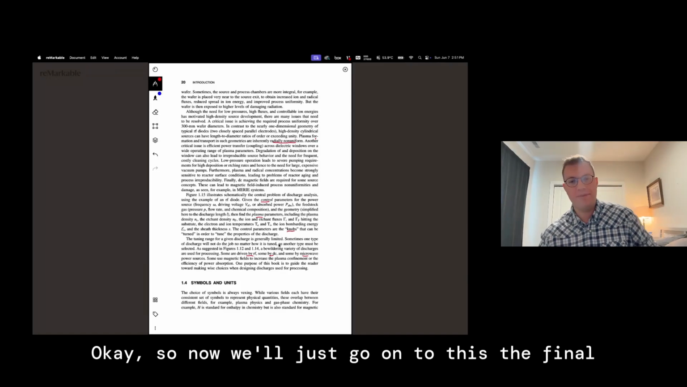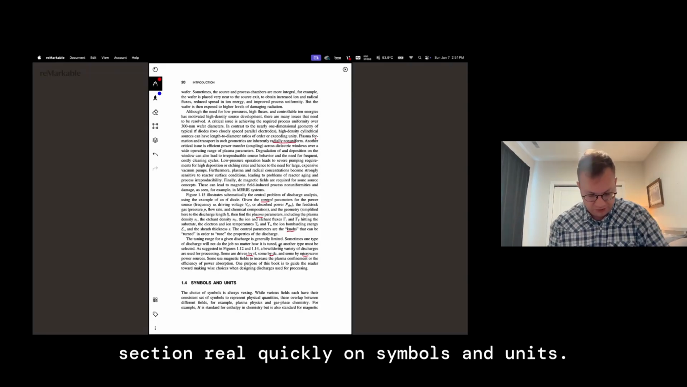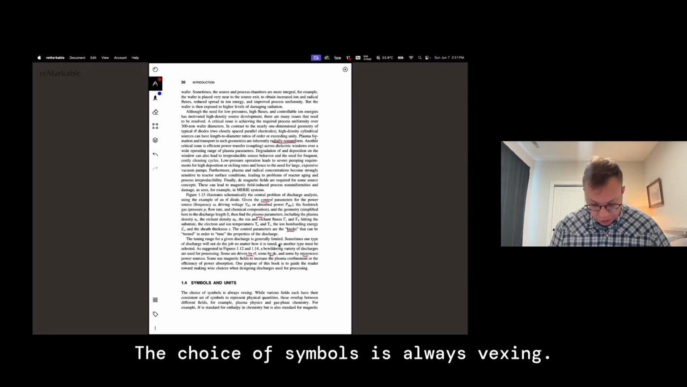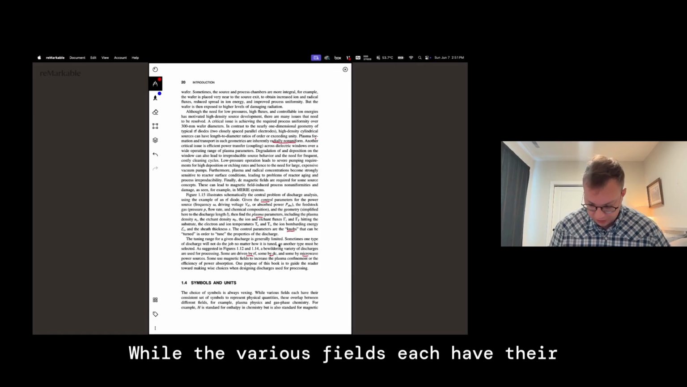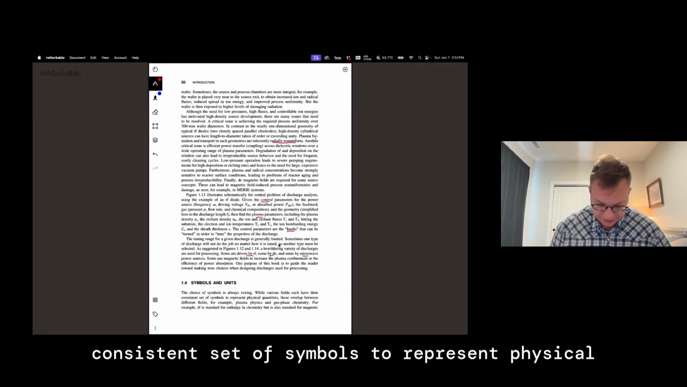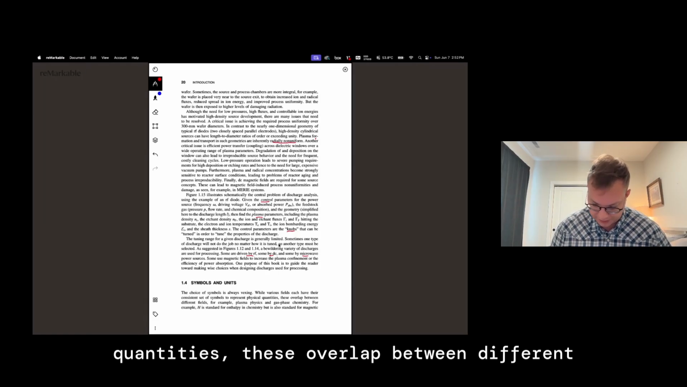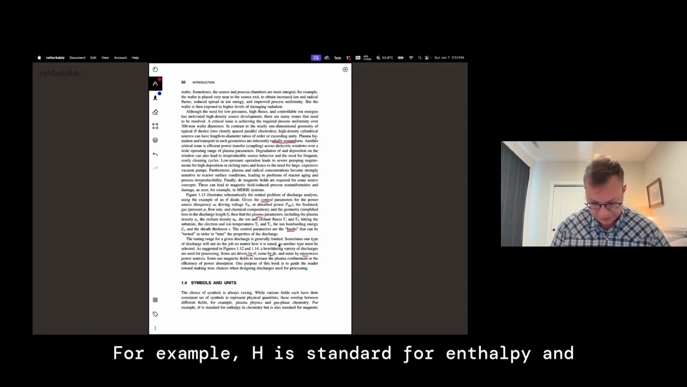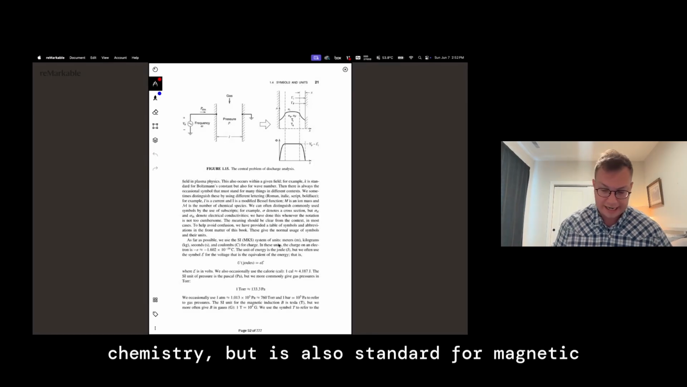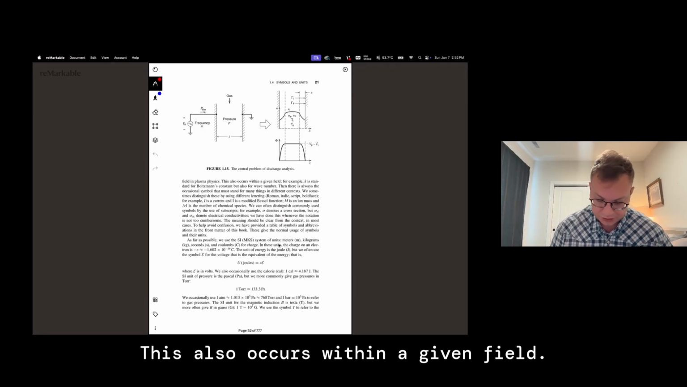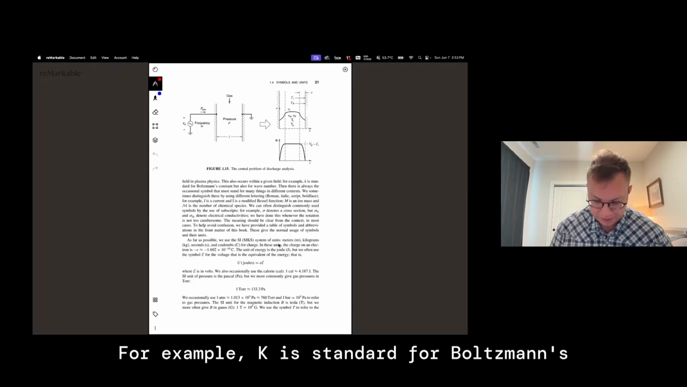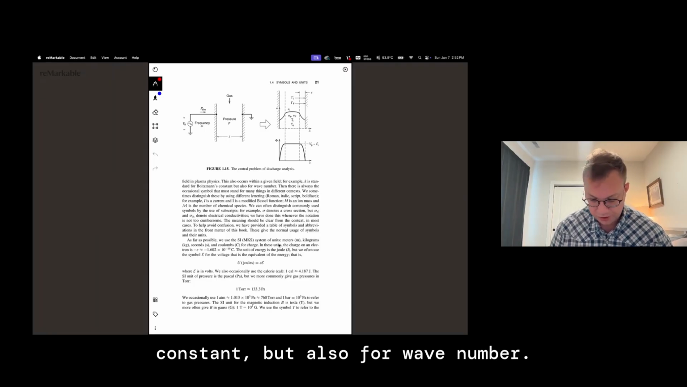Okay. So now we'll just go on to this final section real quickly on symbols and units. The choice of symbols is always vexing. While the various fields each have their consistent set of symbols to represent physical quantities, these overlap between different fields, for example, plasma physics and gas phase chemistry. For example, H is standard for enthalpy in chemistry, but is also standard for magnetic field in plasma physics. This also occurs within a given field. For example, k is standard for Boltzmann's constant, but also for wave number.